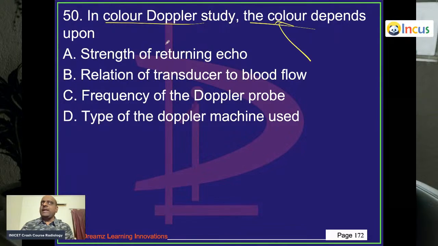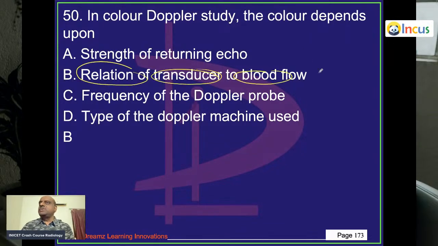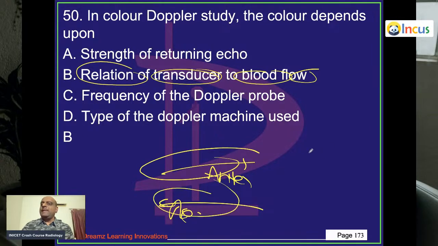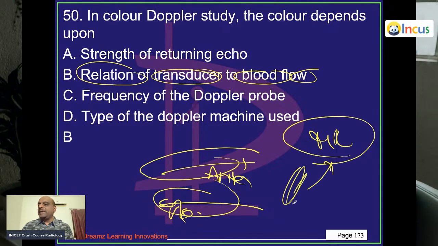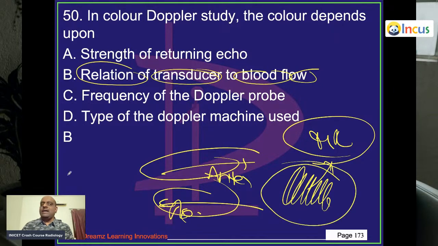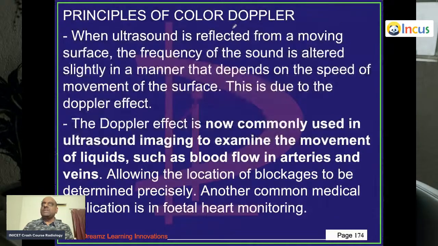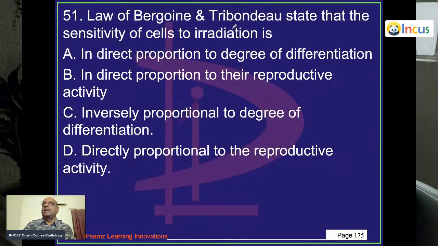In color Doppler, color depends on what? It is the relation of transducer to the blood flow. So anterograde blood flow, retrograde blood flow, if both are combined, as in mitral regurgitation, it will be a rangoli pattern. That rangoli is identified by color Doppler is what you need to remember.